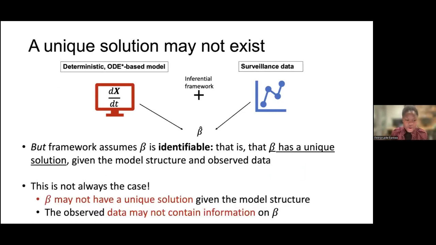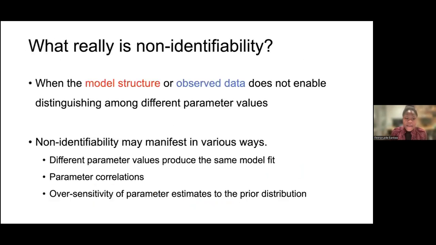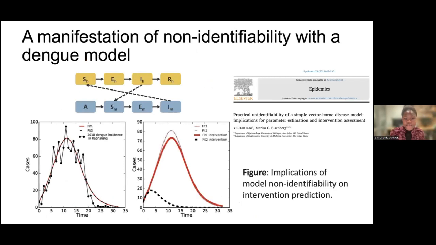However, this might not always be the case. Beta may not have a unique solution given your model structure, and the observed data may not contain information on beta. When this happens, we say beta is non-identifiable, and non-identifiability may manifest in various ways. And Gemma and I are going to walk through a couple of ways. So I'll take this example first.